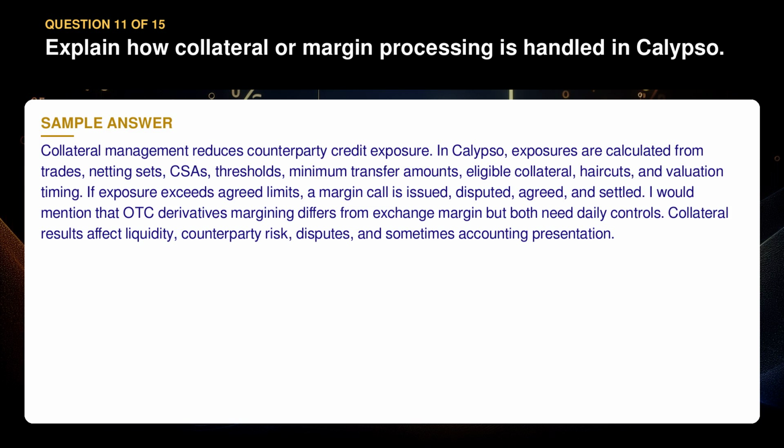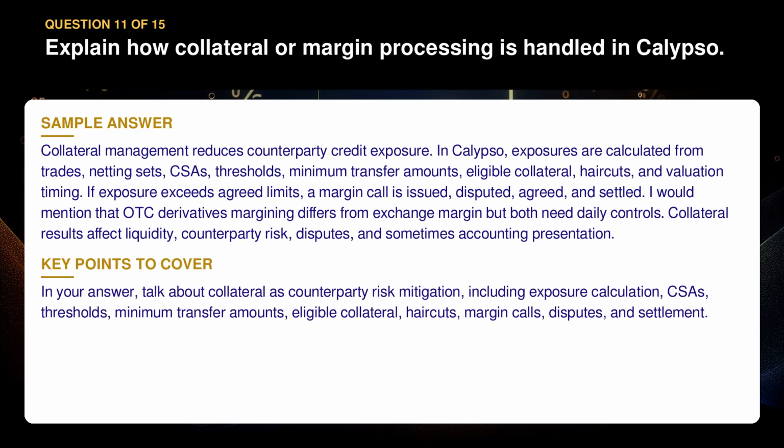I would mention that OTC derivatives margining differs from exchange margin, but both need daily controls. Collateral results affect liquidity, counterparty risk, disputes, and sometimes accounting presentation. In your answer, talk about collateral as counterparty risk mitigation, including exposure calculation, CSAs, thresholds, minimum transfer amounts, eligible collateral, haircuts, margin calls, disputes, and settlement.